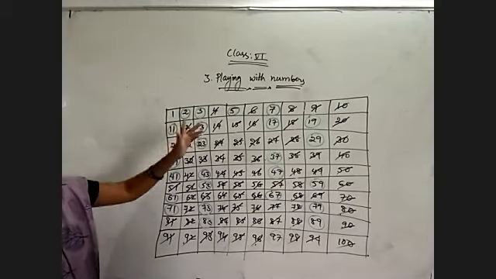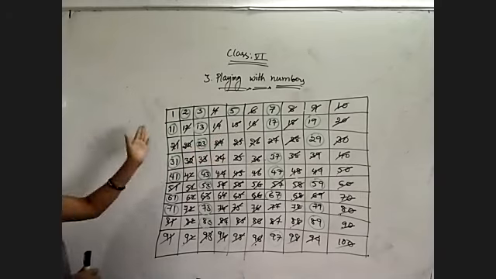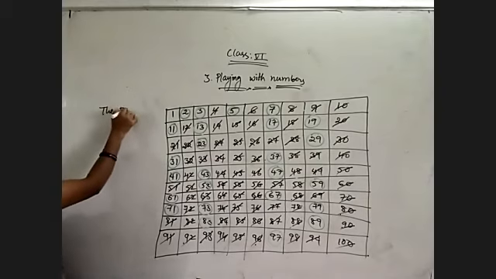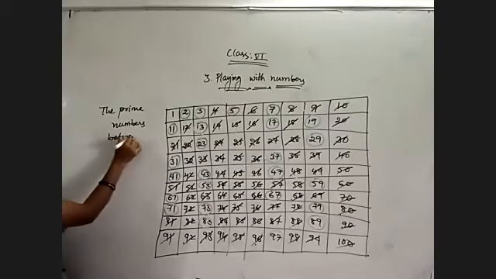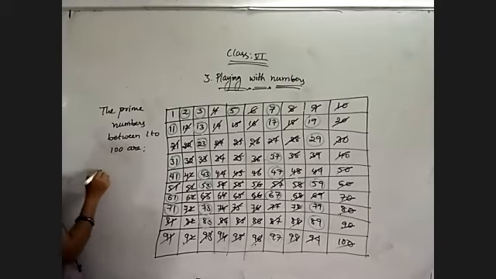And what are those numbers? 2, 3, 5, 7, 11, 13, 17, 19, like that. So list the prime numbers between 1 to 100. The prime numbers between 1 to 100 are 25. Okay. What are those?